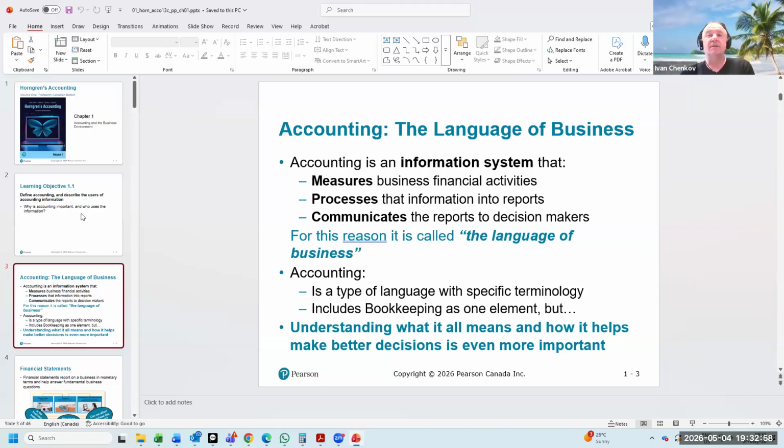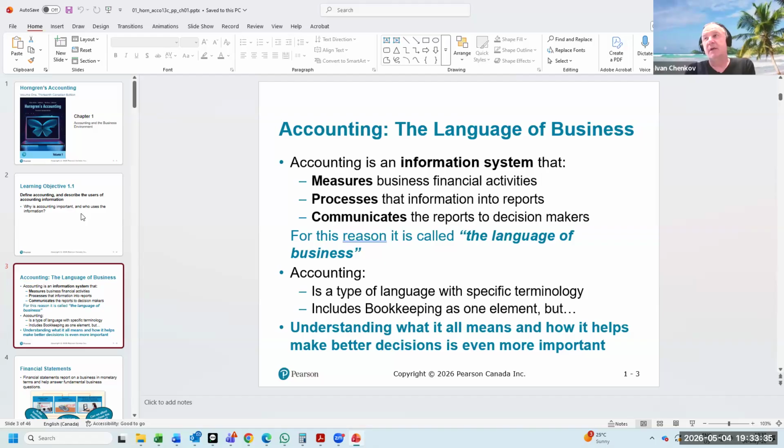Now, in order to understand everything, we have to speak the same language, which will be the language of the business. What's the language of the business? Business wants to know a few things. How much I'm generating, where the revenue comes from, where the expense is going, how much is left, and whatever is left, what I'm doing with it. Accounting itself is a type of language which has specific terminology.